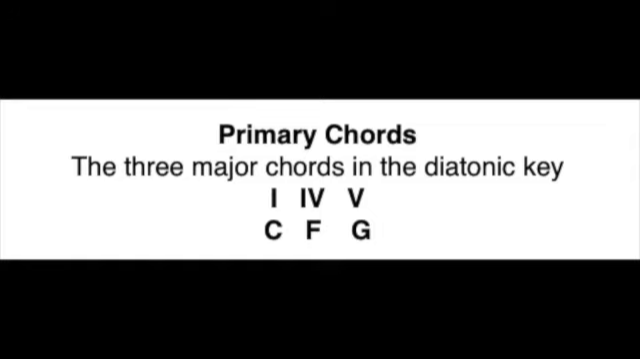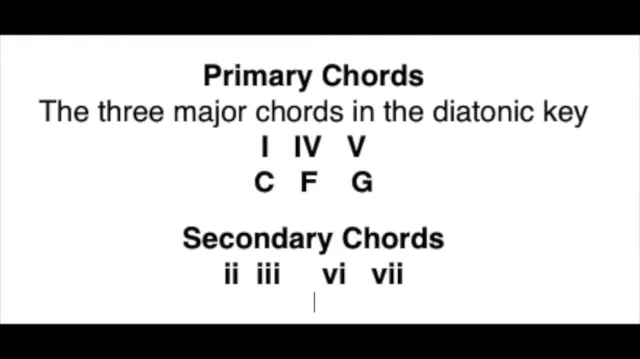C, F, G in the key of C. You've learned that those are called the primary chords. The 1 is tonic, the 4 is subdominant, the 5 is the dominant chord, that's the important one today, and back to the 1, the tonic. So if we've only done the 1, 4, and 5 there and called them the primary chords, then the 2, 3, 6, and 7 would be the secondary chords.